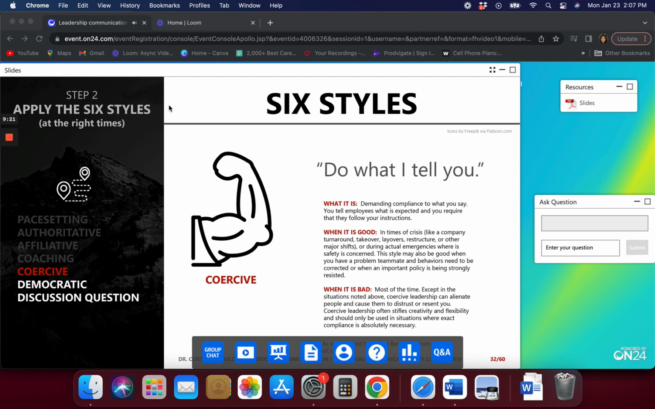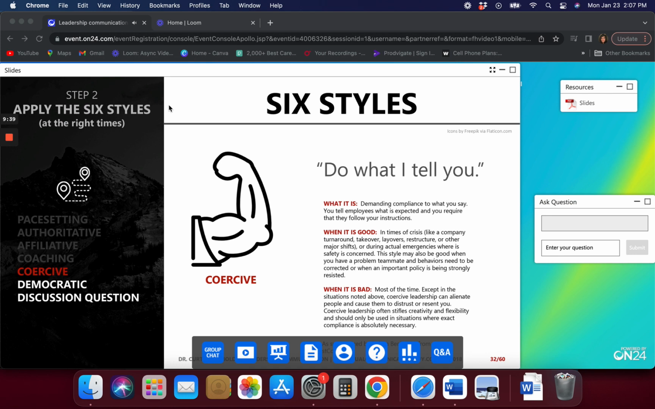Okay, then there's this fifth style we call coercive. And obviously this looks bad. It's kind of the idea of ruling with an iron fist. It says, do what I tell you. It's demanding compliance to what you say. You tell employees what is expected, and you require they follow your instructions, usually in a very strict way. It's like, you do it my way or the highway kind of thing.